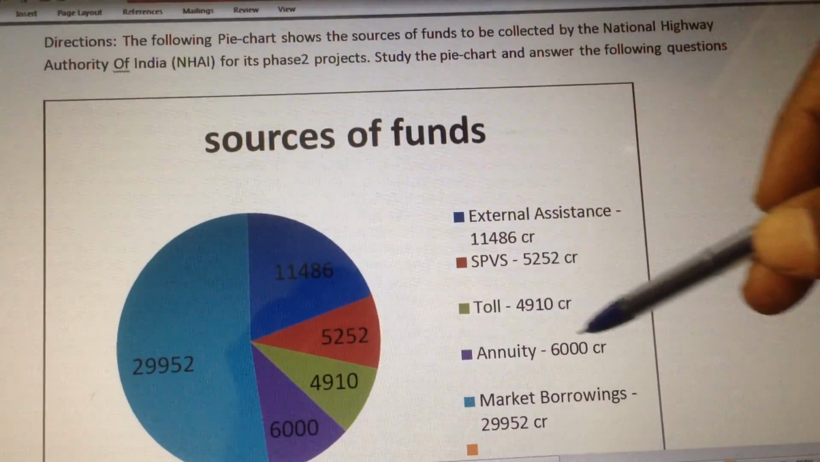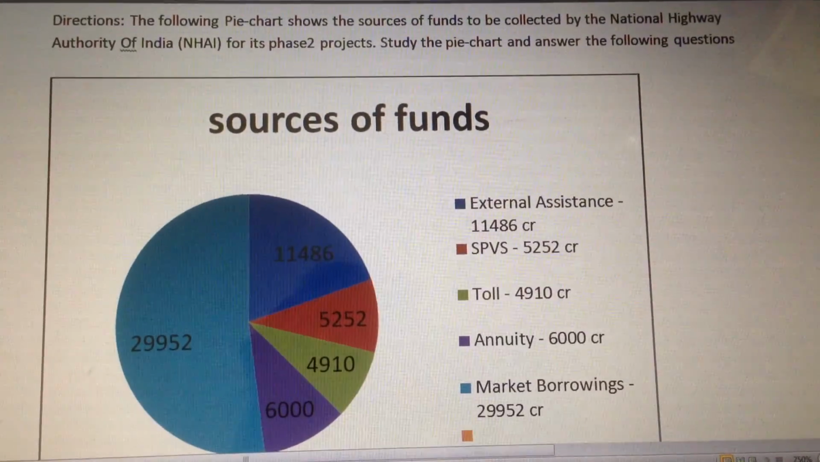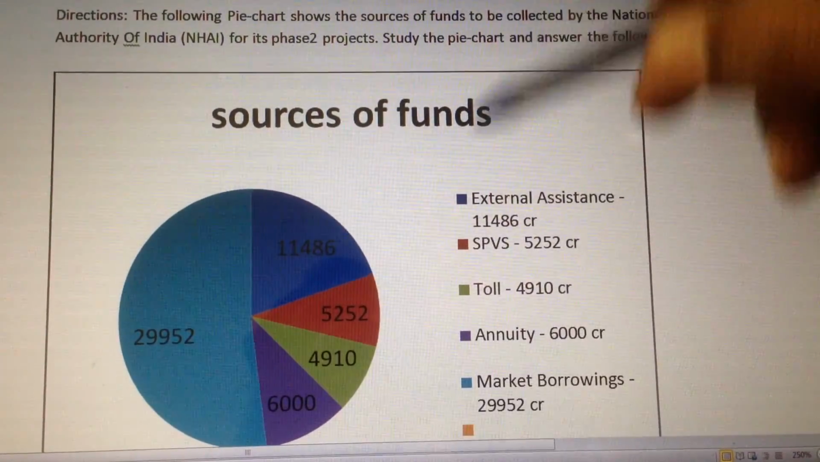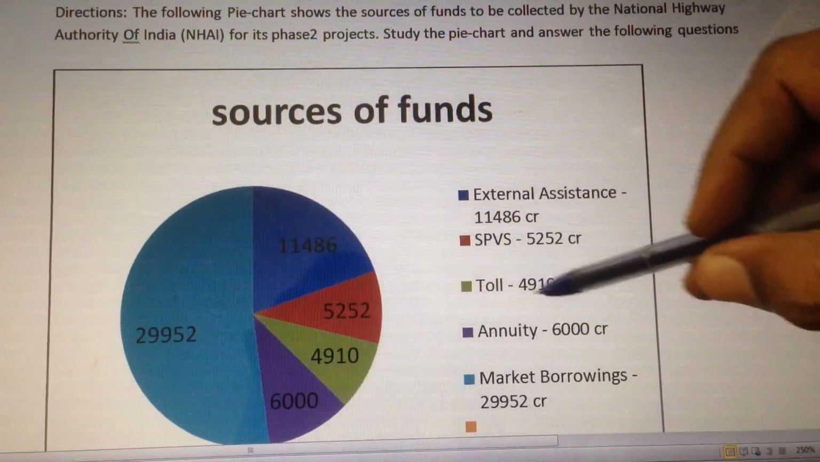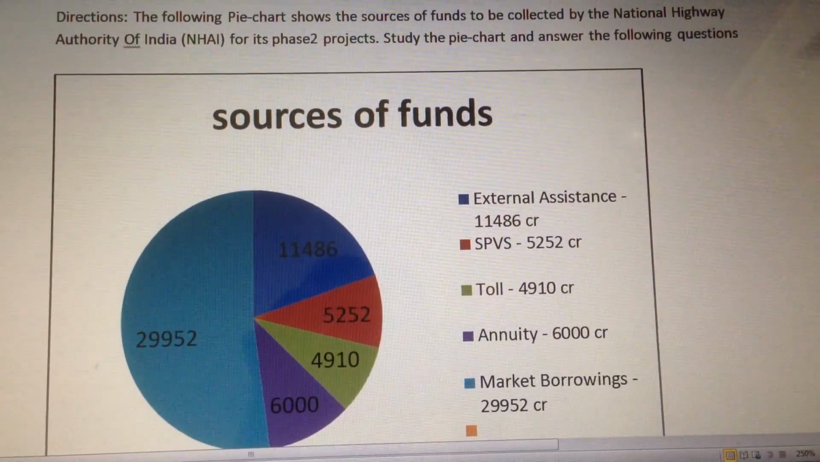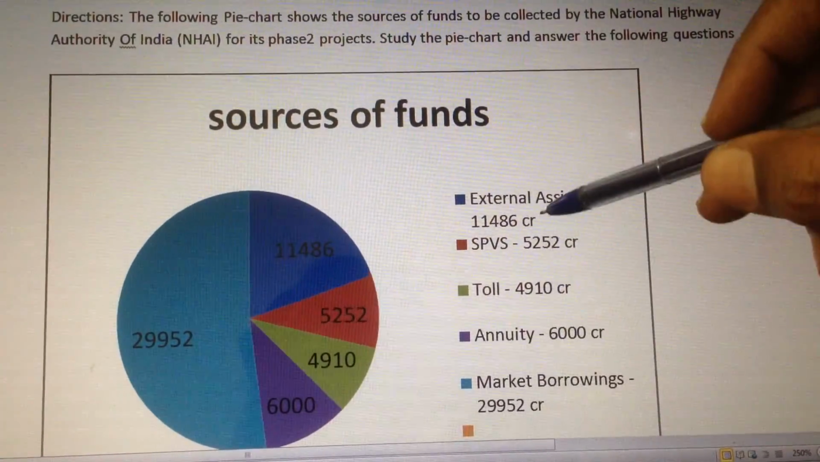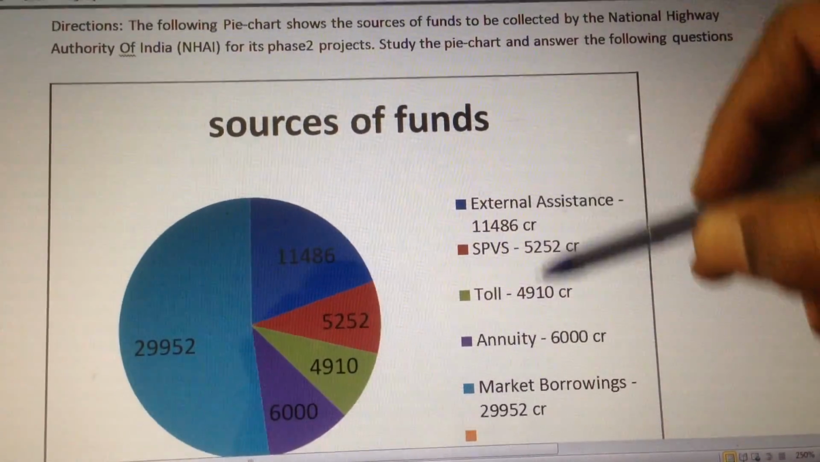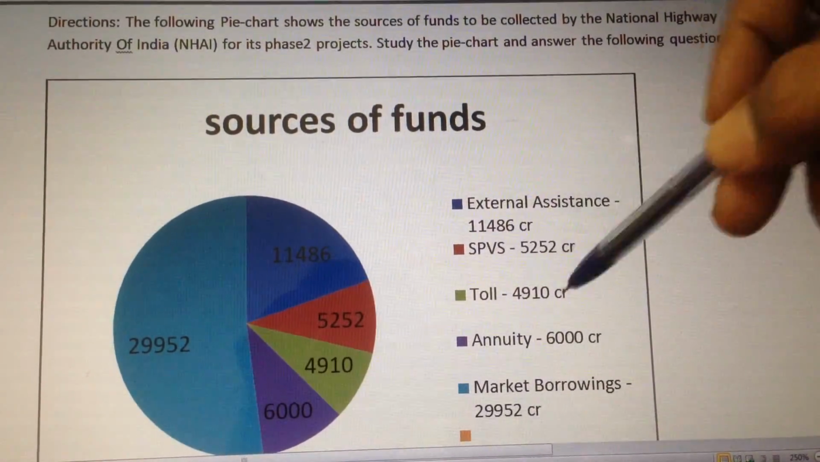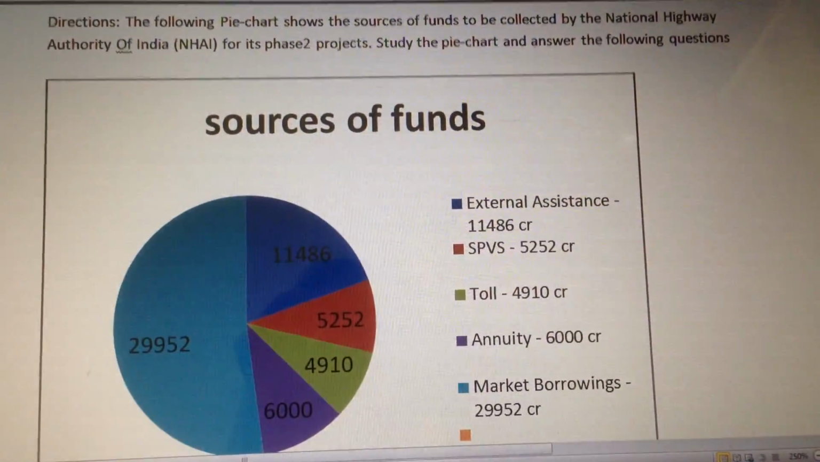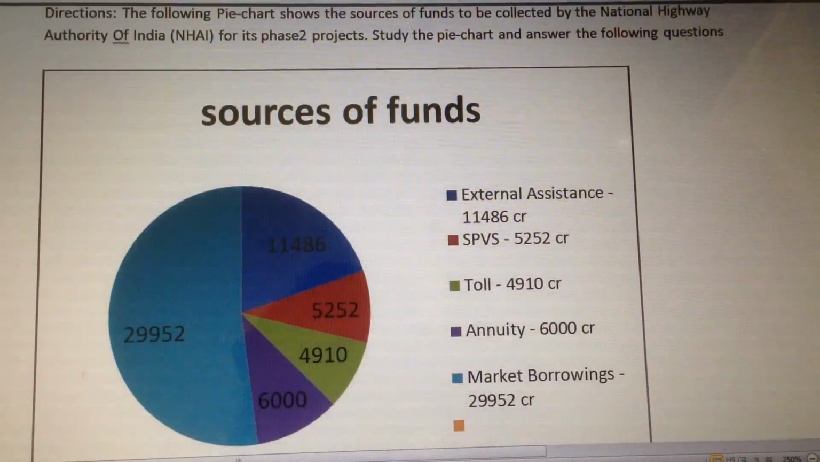Here are the details. National Highway Authority is collecting funds, and the sources of funds are external assistance, toll, annuity, market borrowings. These are the figures given. They are the estimated amounts to be collected from different sources for their projects. Okay, now let us see the first question based on this diagram.